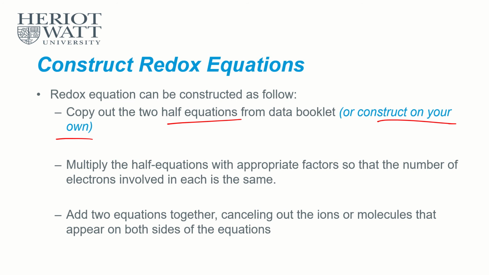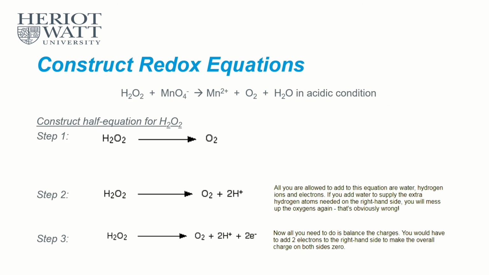Now, to get the redox equation, we must construct half equations. What are half equations? One half equation stands for oxidation, which involves the release of electrons. Another half equation is reduction, which involves the gaining of electrons. So you have to show two half equations before you can get an overall redox equation. Got that? Next, I'm going to show you an example of how to come up with your own half equations. Look at the example given here.